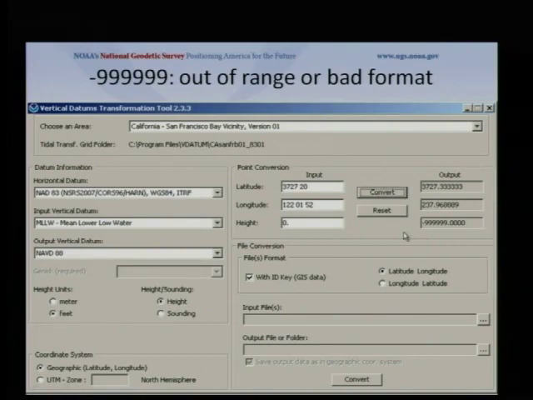And then I had a perfect real world example. I got this minus 999, made an error. So just to let you know, when you get that, it means that the model does not include that geographically. You're out of range geographically. Or you fat-fingered a boo-boo and typed it in wrong, didn't include a space if you're using degrees, minutes, seconds in the format.